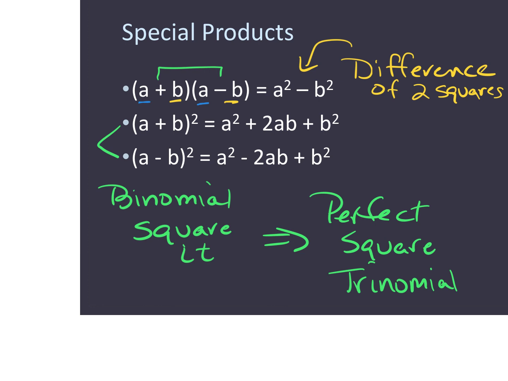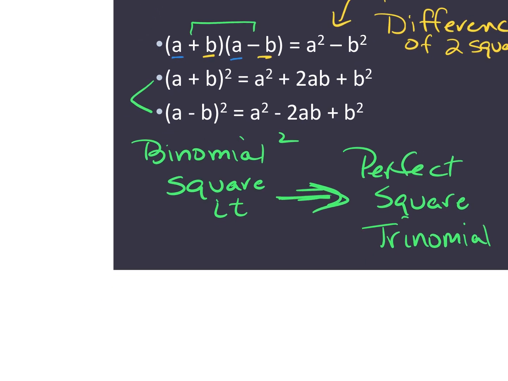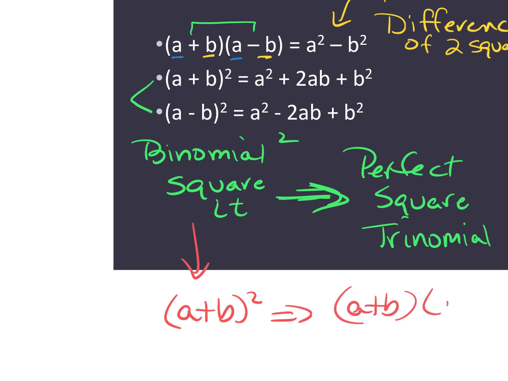A binomial squared, you're just going to square it. So actually, when you have a binomial that's raised to the second power, you're just going to square it. And then the answer becomes a perfect square trinomial. So for example, on this one that's here, the A plus B squared, really all you need to do is take it, write it twice, and then FOIL it. And once you do that, it gives you the pattern that's listed here.